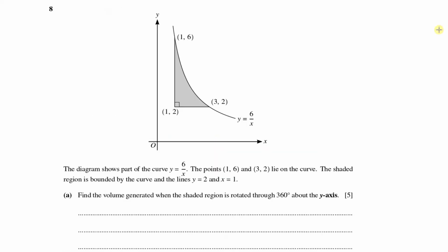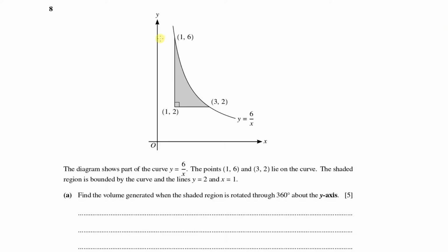Question number 8. The diagram shows part of the curve y is equal to 6 over x. The points (1, 6) and (3, 2) lie on the curve. The shaded region is bounded by the curve, and the lines y is equal to 2 and x is equal to 1. So on A, find the volume generated when the shaded region is rotated through 360 degrees about the y-axis.